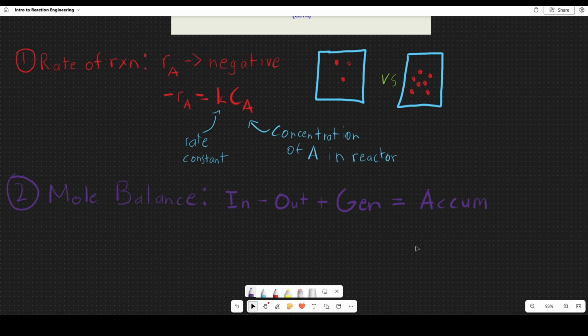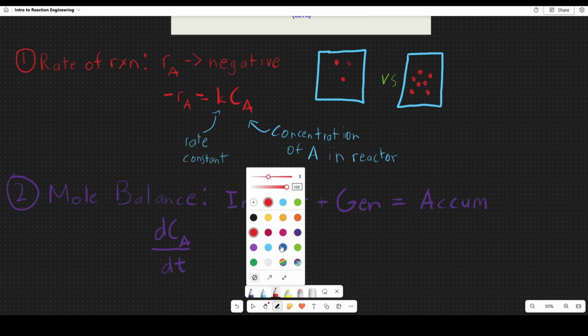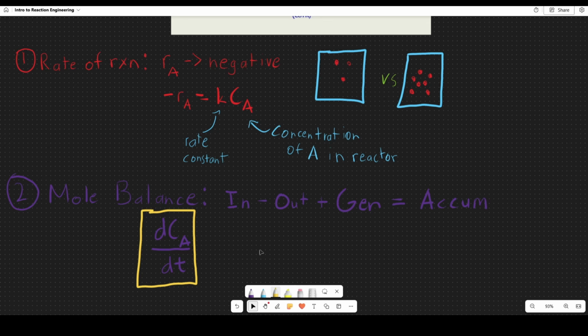Now, how does that translate to reaction engineering? Well, this is where we have that dC_A/dt that I was talking about: the change in the concentration of species A over time. This is what we care about. This is basically the differential that matters to us. We want to know in any reaction how the concentration of the reactants is changing over time. Now you might ask, okay, well, why are we worried about the reactants?